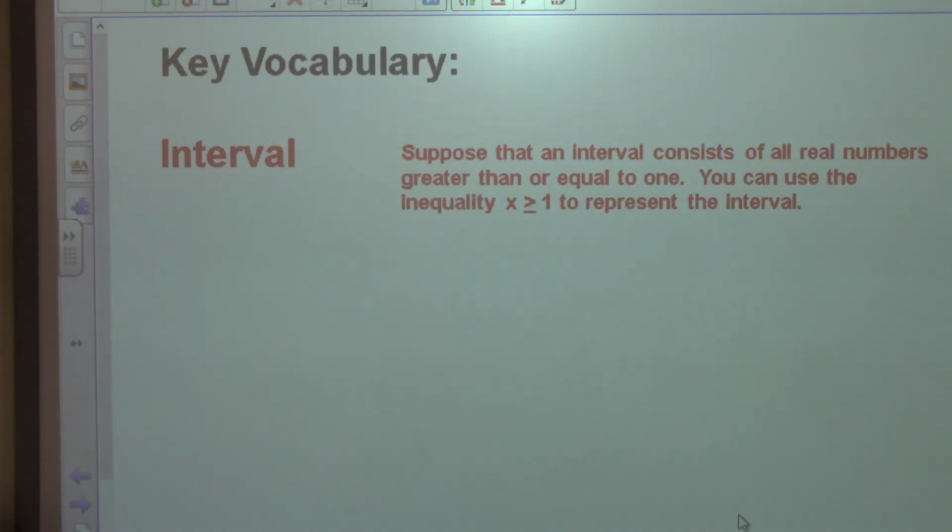Okay, next, we have a situation here. Suppose an interval consists of all real numbers greater than or equal to -1. You could use the inequality x is greater than or equal to -1 to represent the interval. So this one right here is what I call inequality notation. And this one, of the notations that we're dealing with here, might be the one you're most familiar with. Does it look familiar to you? Yeah, okay, good.